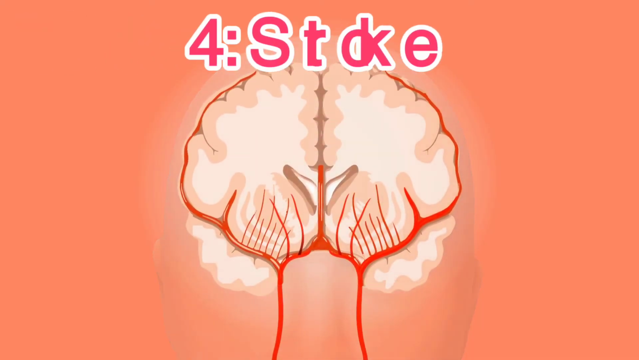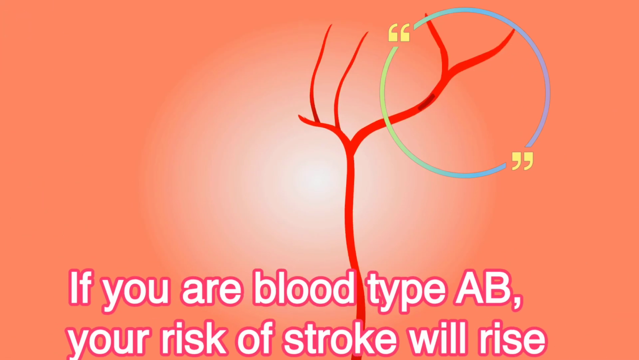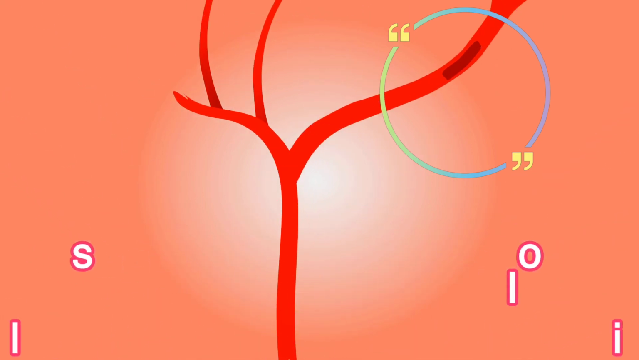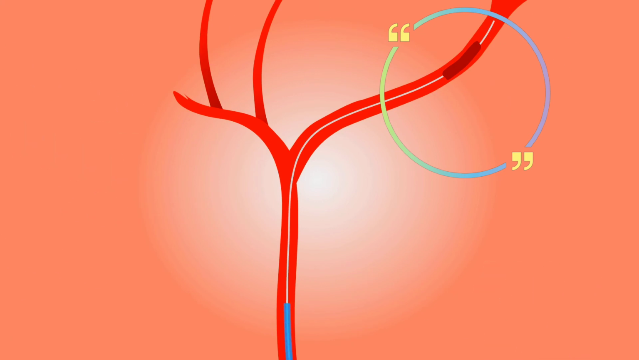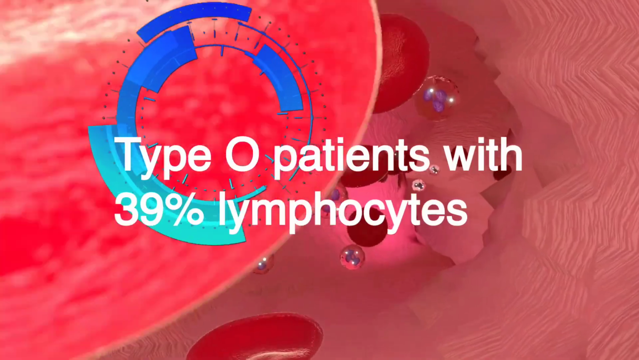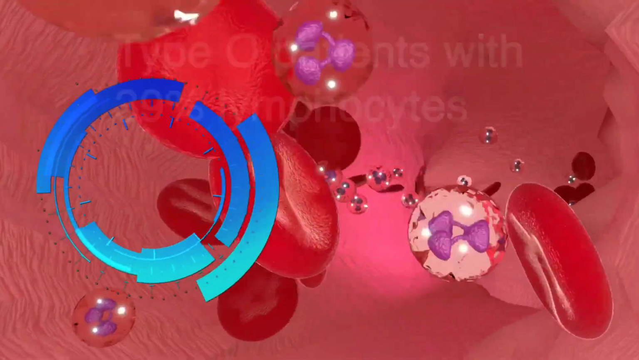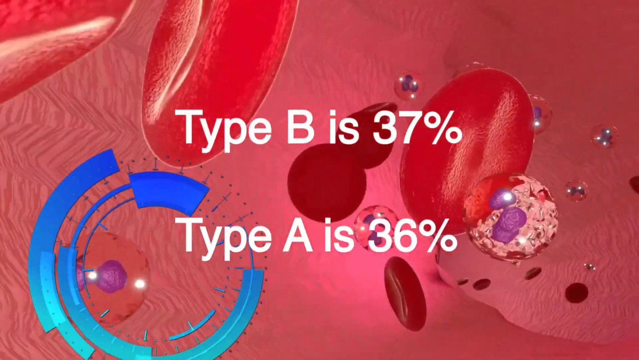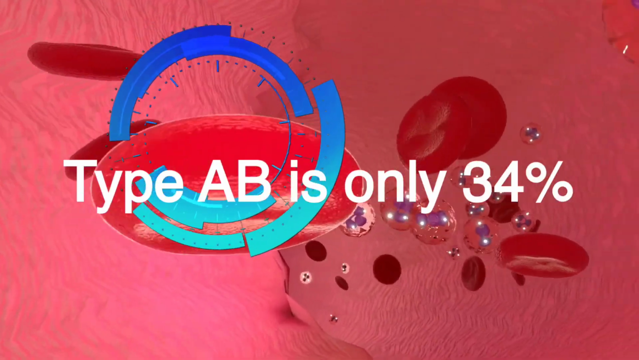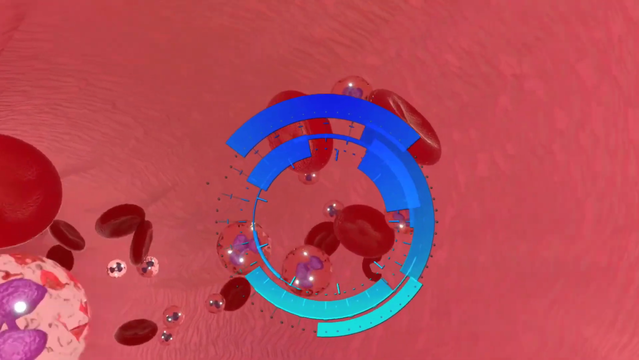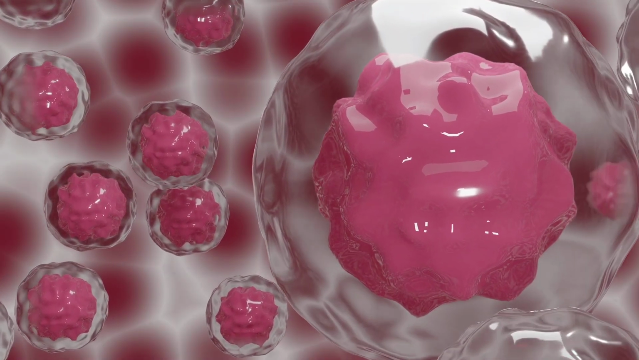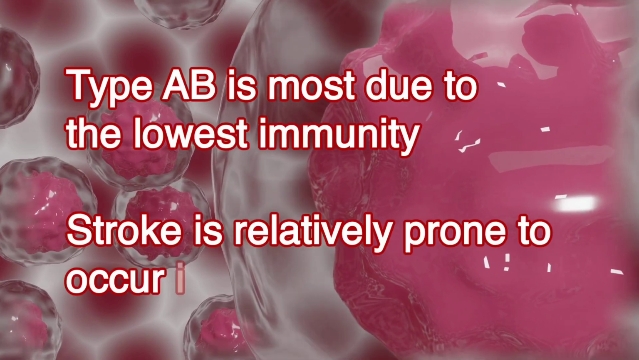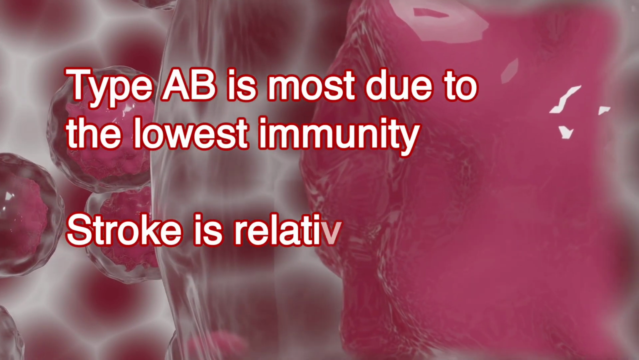Number 4, stroke. If you have type AB blood, your risk of stroke will increase. Doctors believe this is because its blood clots more easily than other types. Taking the proportion of lymphocytes contained in white blood cells as the standard, type O has 39% lymphocytes, type B 37%, type A 36%, and only 34% for type AB. Therefore, compared with other blood types, the immune cells of the O type can detect and eliminate pathogens faster, while the AB type is the most vulnerable to stroke among the 4 blood types.